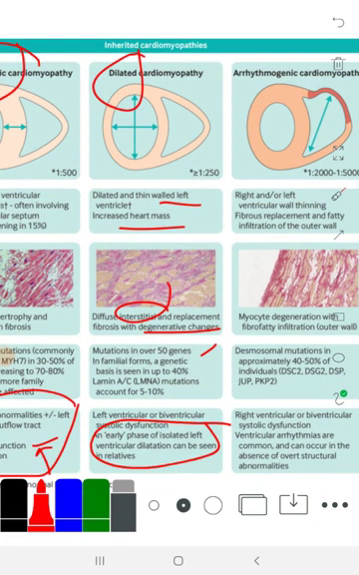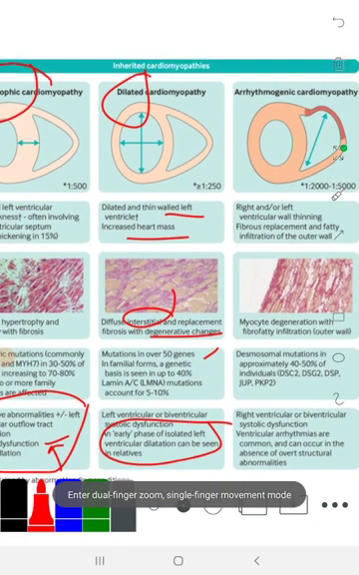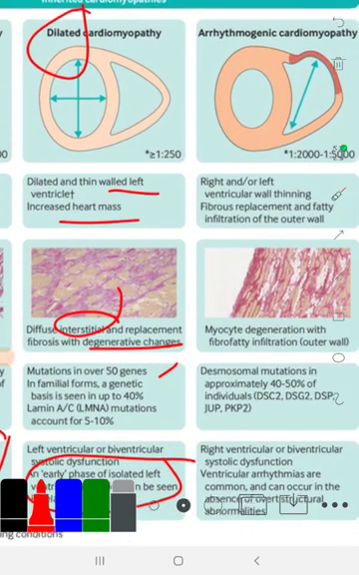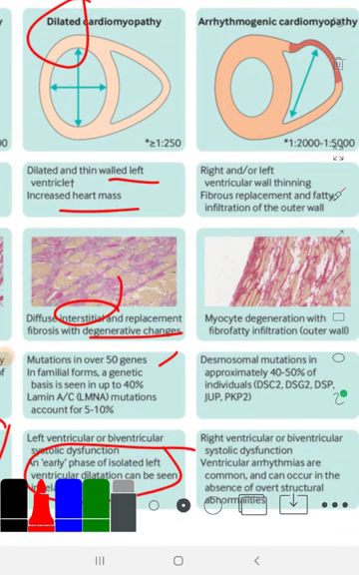Now the last type is arrhythmogenic cardiomyopathy. This involves right and left ventricular wall thinning, fibrous replacement, fatty infiltration of the outer wall, myocyte degeneration with fibrofatty infiltration of the outer wall, and desmosomal mutation in approximately 40 to 50% of individuals.